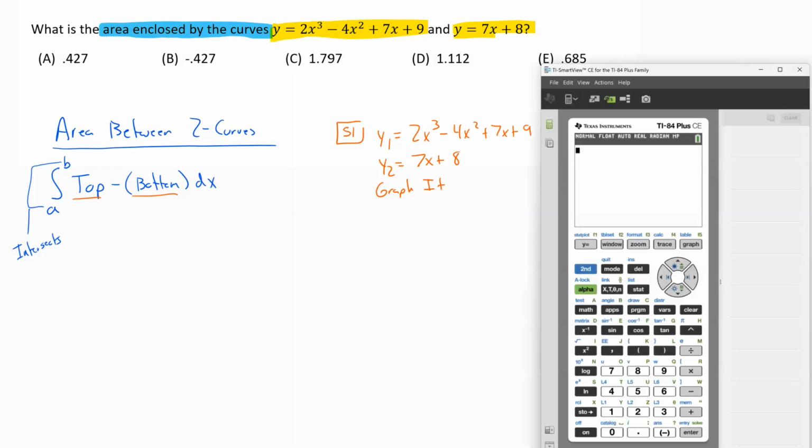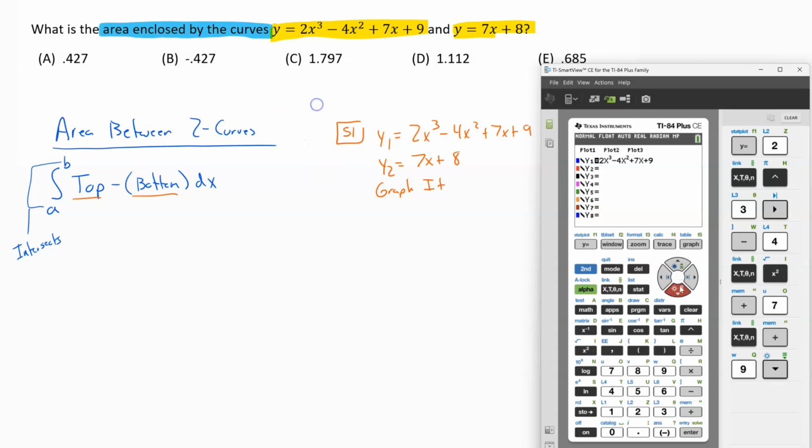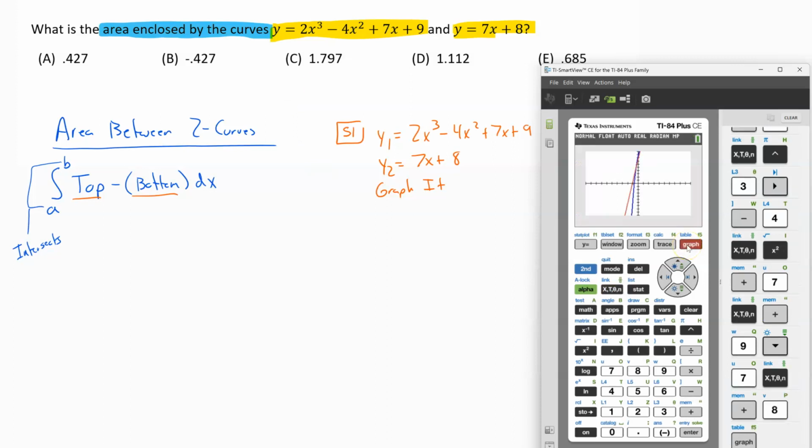So we'll open up our calculator, go to the y equals, and type in the first equation that they give us, 2x cubed minus 4x squared plus 7x plus 9, and in y2, we'll put the second equation that they give us. And then from there, we're just going to graph it, and literally all we care about is which one is on top and which one is on bottom. So I'm going to graph these two equations, and what you can see here right now when you first graph it is you can't really see much. You can see that they sort of come together and intersect at the top of the screen, but we're not really looking at any region yet.